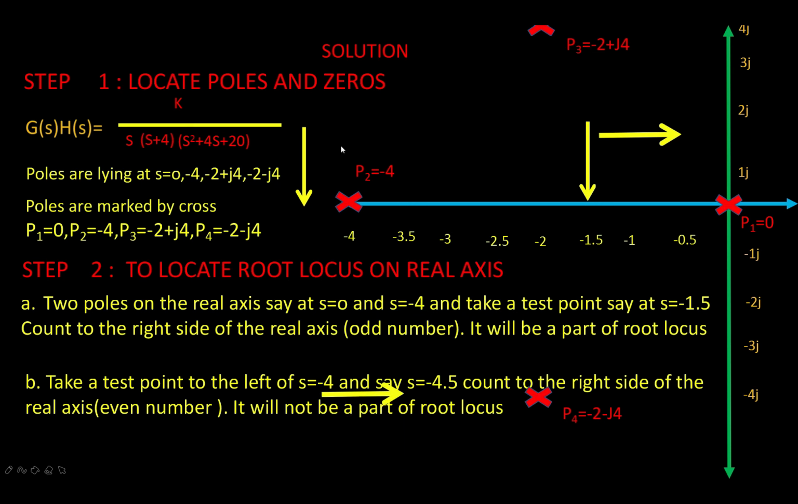Now, the second test point we have taken is s equal to minus 4.5. Count to the right side of minus 4.5. So we have two poles here, one at minus 4 and one at 0. So it is an even number, so it will not be a part of the root locus on the real axis.